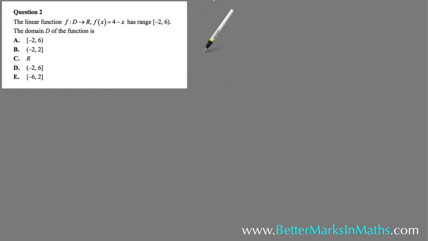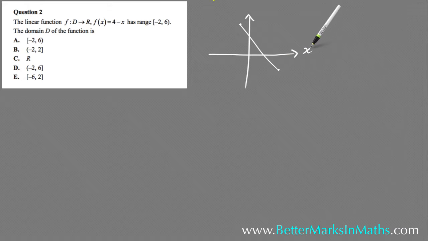So you don't need to draw the graph, but I'm going to draw it anyway, just as a bit of a guide. So 4 minus x, linear function, gradient of minus 1 and y-intercept of 4. And so the graph is doing something like that. So let's say this is y equals 6 here, and let's say this is y equals minus 2 down here. All right, so the graph looks something like that.